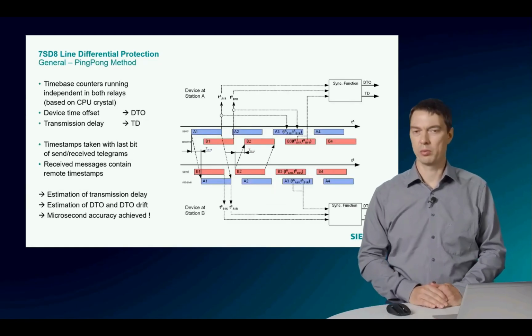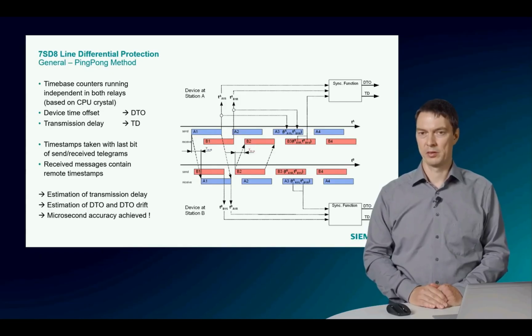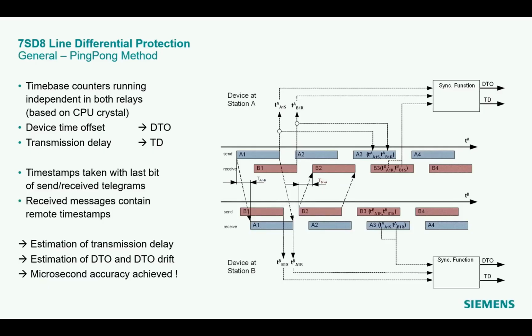Let's have a look at the ping-pong method. The protection communication data is sent by telegrams between the relays. These are these blue and the red boxes. This occurs every 5 or 10 milliseconds, depending on the bandwidth of the communication channel. From time to time, a synchronization telegram is also exchanged. The synchronization is based on the timestamp, included in these telegrams.